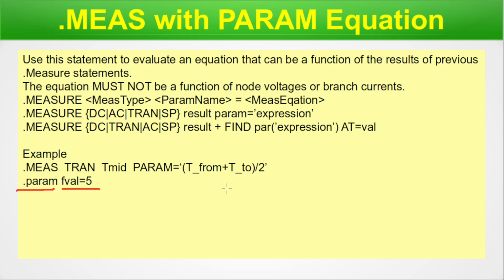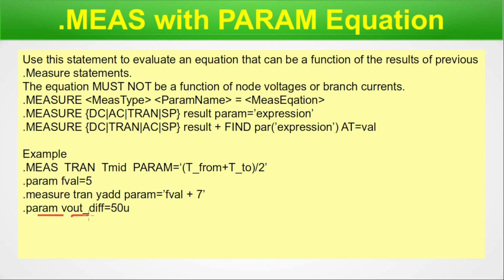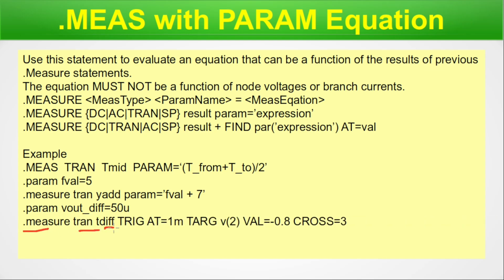Next we have the parameter, then f val equal to 5. It's a simple thing and this will be used in further calculation. Then we have the dot measure tran y at parameter f val, right? This is constant plus 7. So this way we can use a parameter inside a measure. Then we have parameter p out, then diff is 50 micro. Now we are going to use this. Let us see how. We have dot measure tran p diff trigger at 1 millisecond, target at v2. We have already come across this type of trigger target already, value at cross 3. So what we get from this one is t diff, and here we have v out diff.